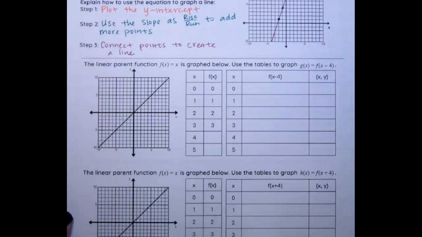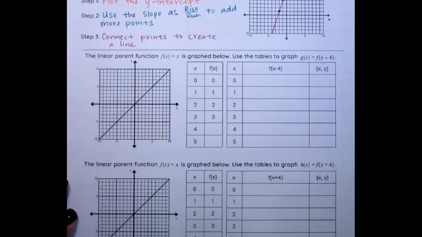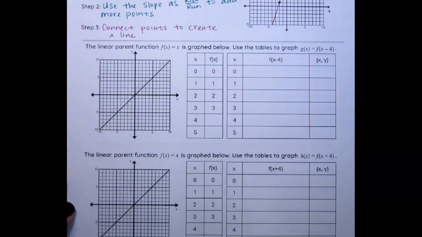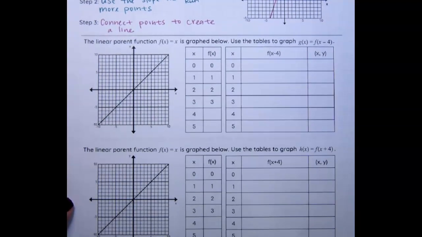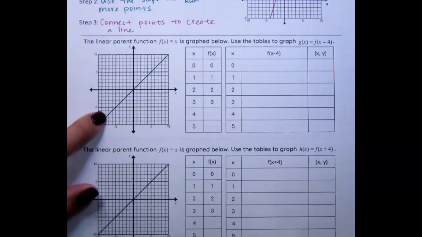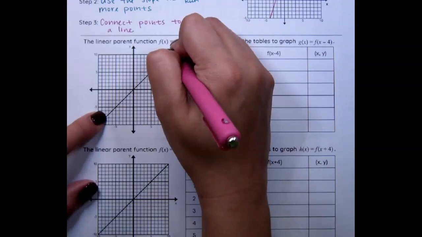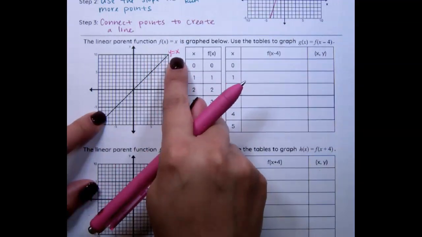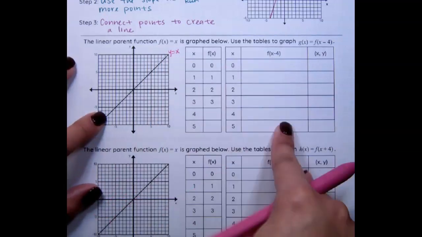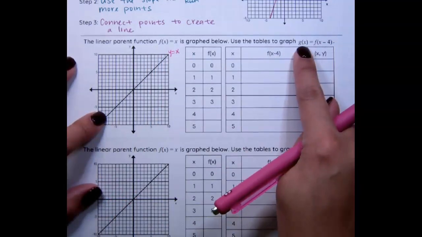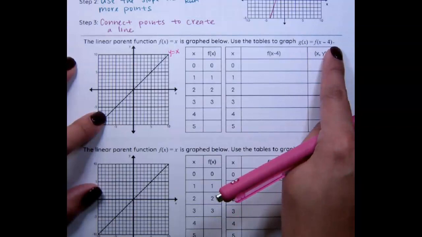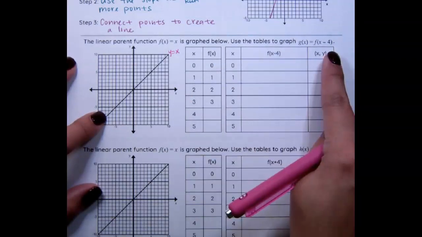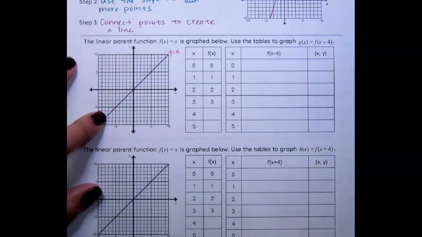So now we're getting to the real lesson. We're going to be transforming the linear parent function with vertical and horizontal shifts. So this is the graph of the linear parent function. And in the last lesson, we learned that the linear parent function is y equals x, right? Well, this is the same thing. f of x equals x is the same thing as y equals x. We're going to use this table to graph g of x, which is f of x minus 4. So we're taking the parent function, but we're doing something to it.